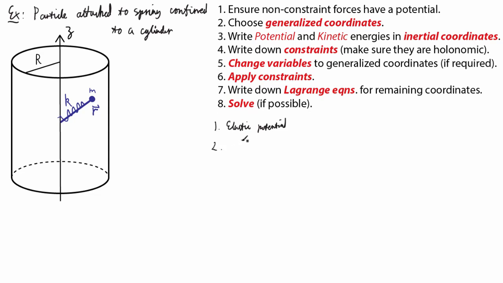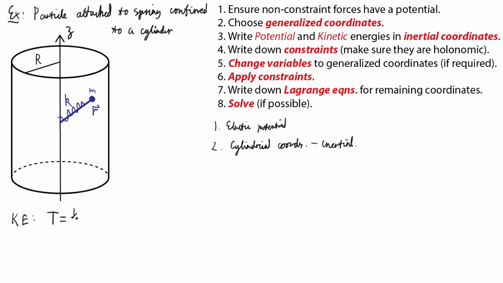Okay, generalized coordinates. Well, we're working on a cylinder, so I think it's probably a good idea to choose cylindrical coordinates. And then we should write down the potential and kinetic energies in the inertial coordinates. So let's first ask, are the cylindrical coordinates inertial? Yes, they are. Okay. So let's begin then with the kinetic energy.